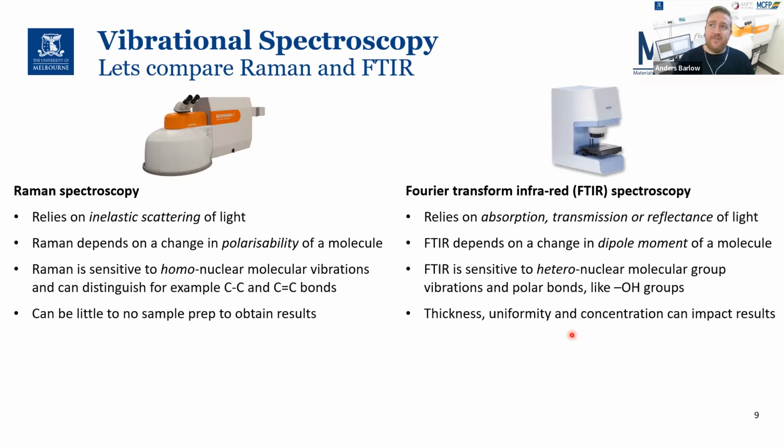A big benefit for Raman spectroscopy is that there can be little to no sample prep to obtain results from materials that are Raman active. Because we are effectively just focusing a laser light onto a sample and looking at what scatters off of it, it is very simple to prepare samples, get them into the instrument, and get results. Whereas with FTIR, there needs to be some consideration about the thickness, the uniformity, and the concentration of your sample, and this can affect the results. So you need to think a bit more carefully about how you are preparing samples to present to an FTIR microscope.